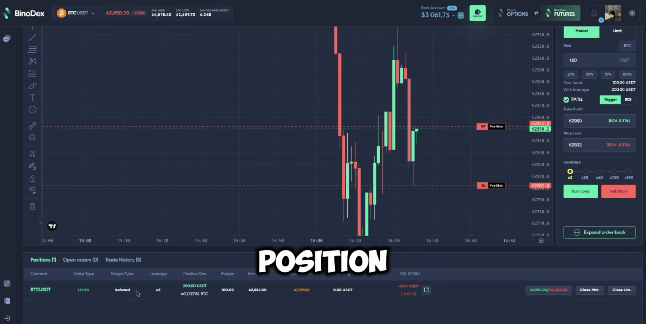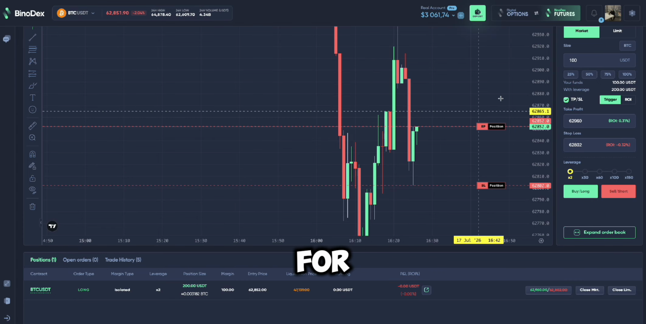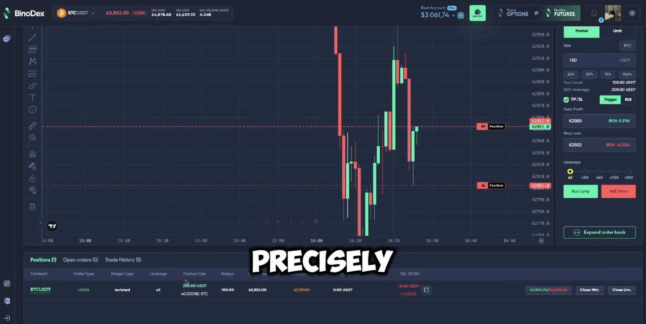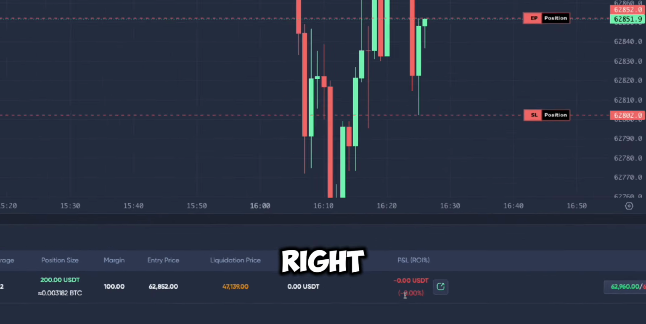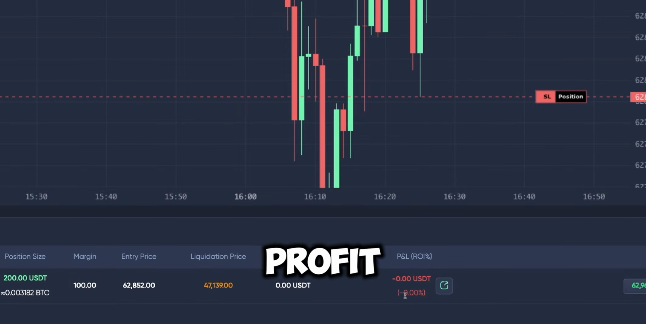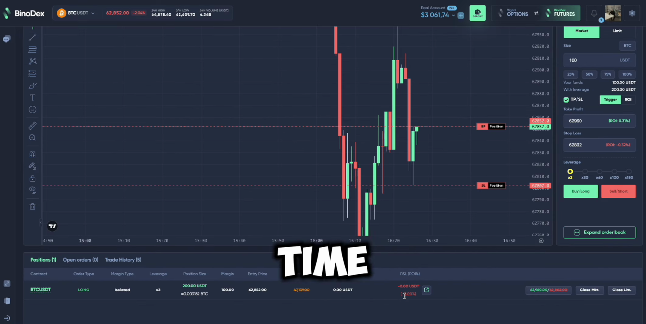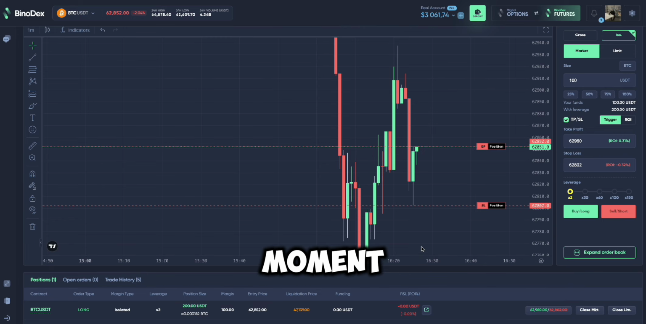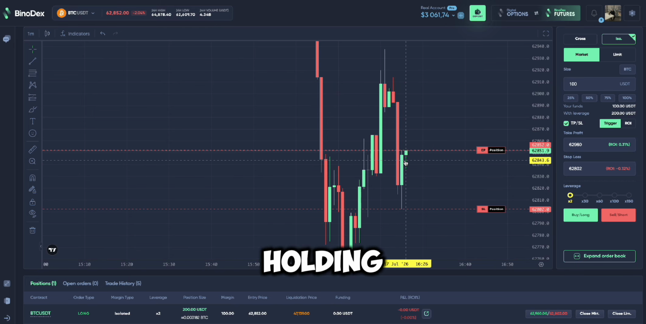It's a long position, margin type is isolated, leverage is X2, and the trade amount, we opened the trade for $100, but since we used 2 times leverage, here it is. That is precisely the reason why the total amount for our open position is exactly $200. Now let us take a much closer look at the interface. Right here we can see how our potential profit fluctuates and changes over time, and in this case, for the moment, as you can clearly see, it is still holding at 0.